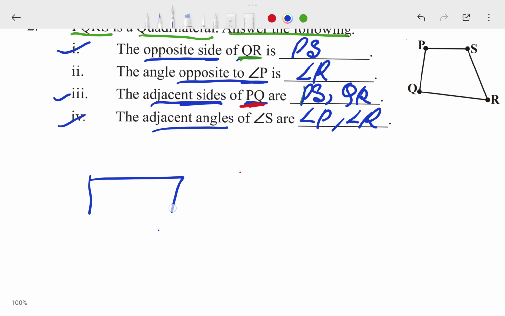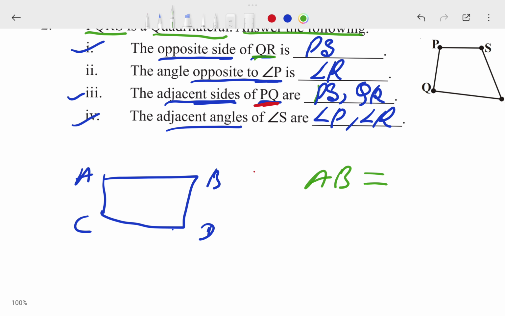Like this is a box. This is A, this is B, this is C, and this is D. So I will ask you, what is the opposite angle of AB? This is AB, opposite. Of course, opposite to this one, CD is opposite, so you will write CD is opposite. That's good. Now I'm asking, what is the adjacent angle of AB?